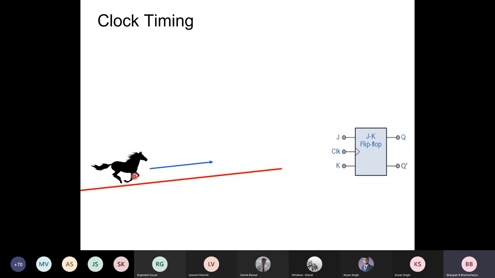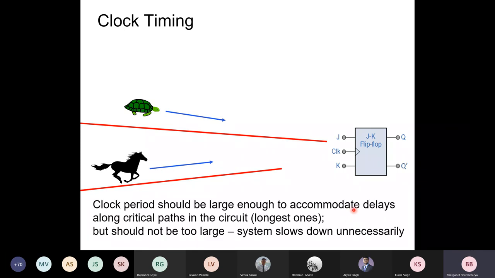There may be shorter paths where the signal reaches faster. There may be longer paths where the signal takes a longer time to reach, right? So the clock signal must arrive at a point when all the signals have already arrived here. Otherwise, the flip-flop will store an incorrect value, isn't it so? So the clock period should be large enough to accommodate the delays along the critical path in the circuit, or the longest one. But it should not be too large. Then the system slows down unnecessarily.